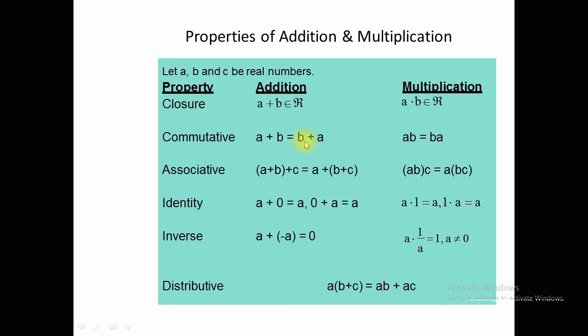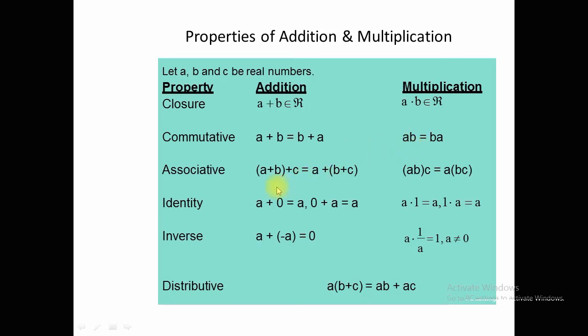For example, we have two real numbers 4 and 5. Then 4 plus 5 is equal to 5 plus 4. So the set of real numbers has the commutative property with respect to addition. Similarly, the set of real numbers has the commutative property with respect to multiplication. For example, 4 multiplied by 5 is 20 and 5 multiplied by 4 is also equal to 20. So real numbers have the commutative property with respect to multiplication.